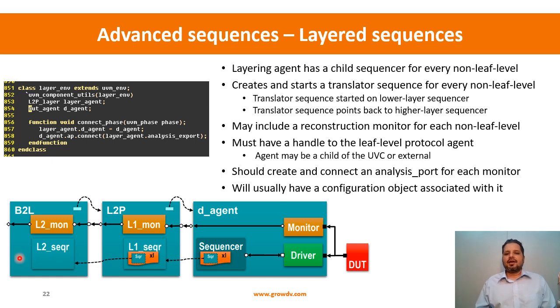So this is the way the communication is established in the layered agents, and then the layered sequences are written, and all the higher level sequencers will run translator sequences, converting from a higher level sequence item to a lower layer sequence item, and the reverse happens for the monitor.